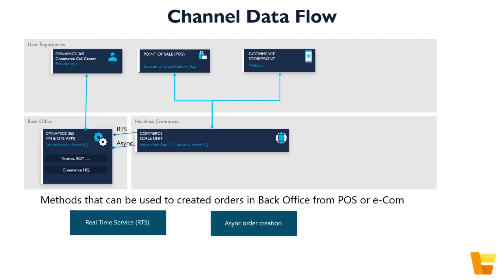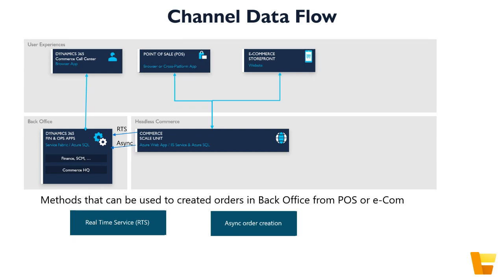So if we look at the top section of this graphic, we can start with the easiest channel on the left, the call center channel. The call center channel users input their orders right from an application that's directly connected to the back office. So any orders that you create through the call center channel are going to be written to that centralized order database in real time.